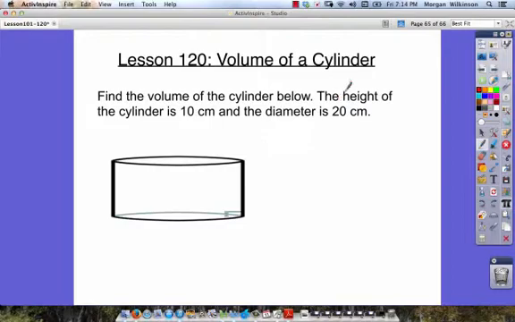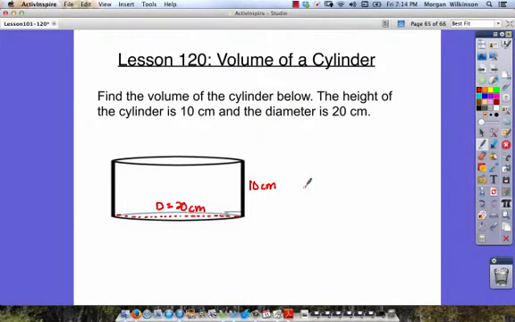The height of the cylinder is 10 centimeters and the diameter is 20 centimeters. So if the height of the cylinder is 10 centimeters, we can write that out. And the diameter of the cylinder is going to be 20 centimeters. We could go ahead and draw that out. We know the diameter is the distance across the circle through the center. So diameter, we're going to call it D, is equal to 20 centimeters.